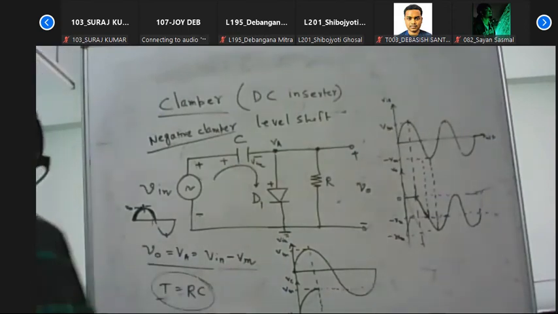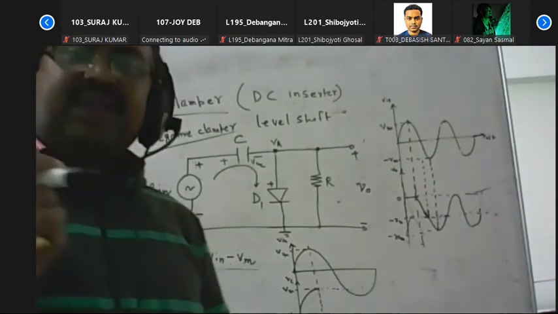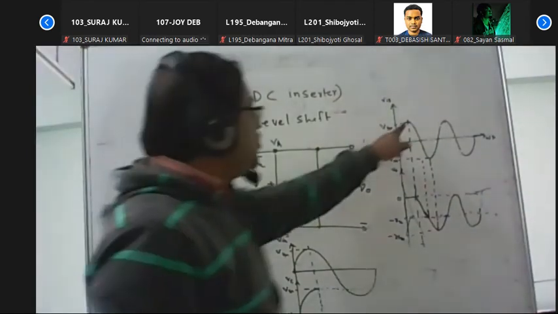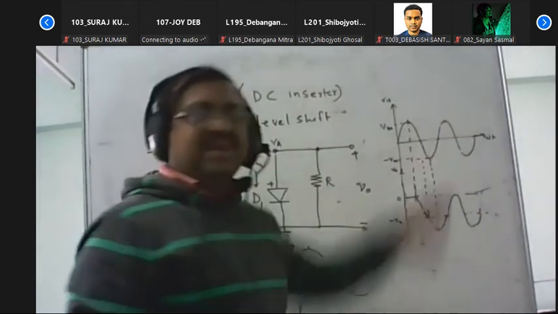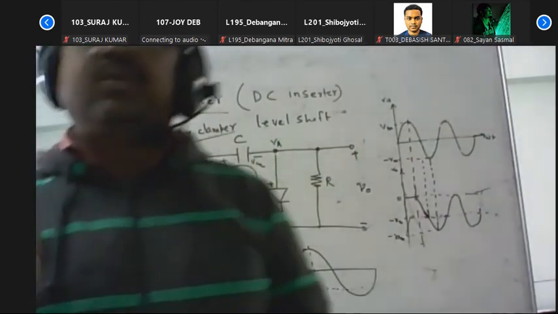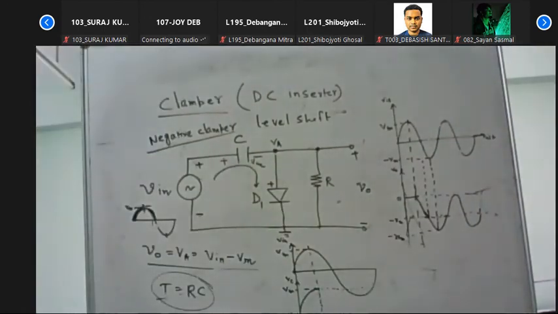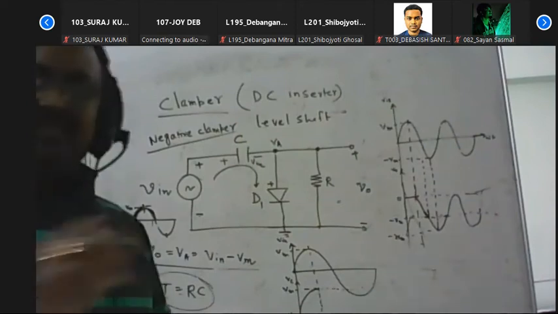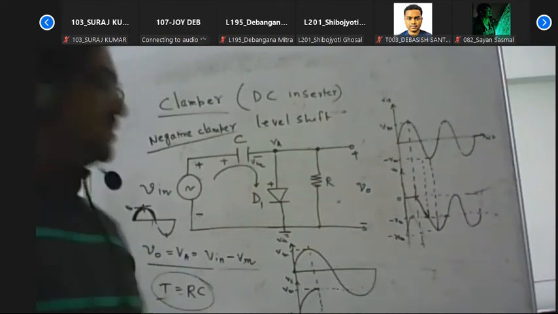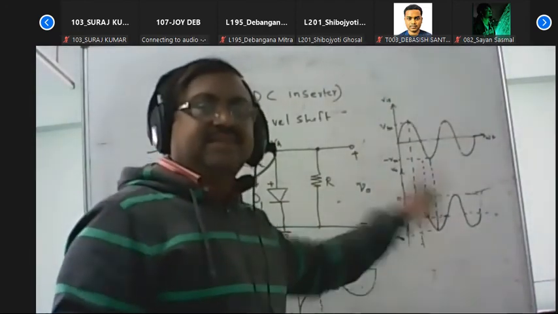If the time constant is large, that means it can be discharged only over a long time. It can be discharged to a significantly very low level. So we can ignore this discharging voltage. If we ignore this, then we will get this type of waveform.